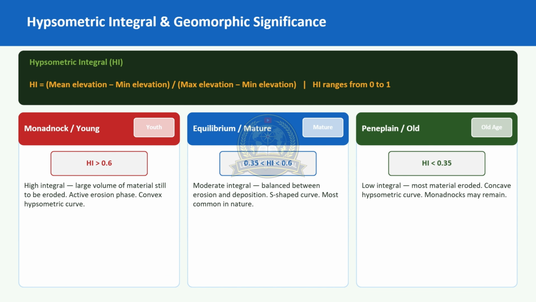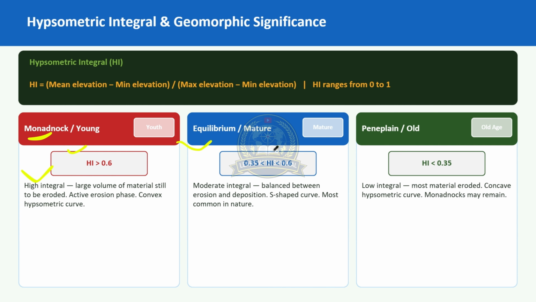Hypsometric integral and geomorphic significance. Hypsometric integral, SI, is equal to mean elevation minus minimum elevation, divided by maximum elevation minus minimum elevation. The hypsometric integral ranges from 0 to 1. Monadnock and youthful stage: hypsometric integral more than 0.6, high integral, large volume of material still to be eroded, active erosion phase, convex hypsometric curve.